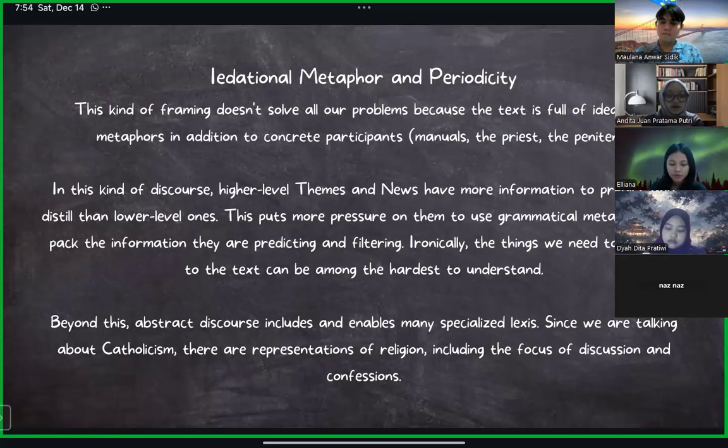Beyond this, abstract discourse includes and enables many specialized lexes. Since we are talking about Catholicism, there are representations of religion, including the focus on discussion and confession.